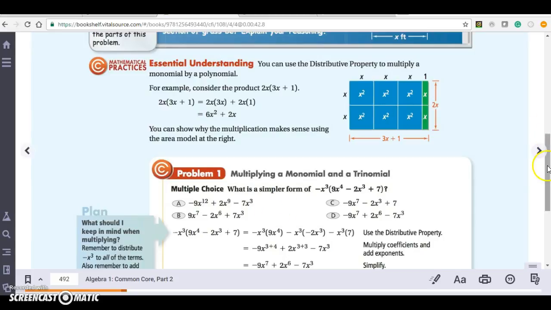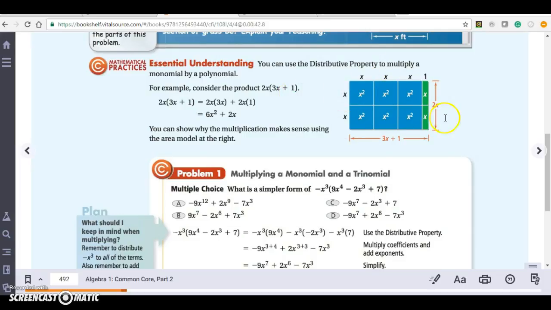Okay, let's take a look at lesson 8-2. And let's start with problem 1. And before that, the essential understanding. It says you can use the distributive property to multiply a monomial by a polynomial. Let's consider the example 2x times 3x plus 1.